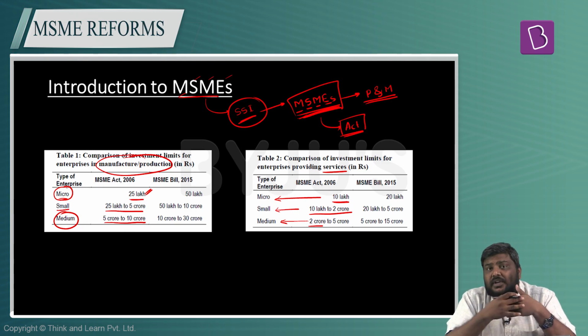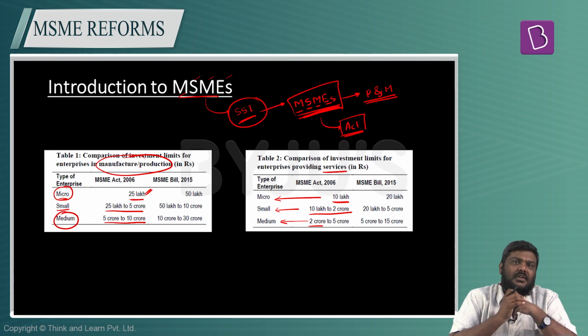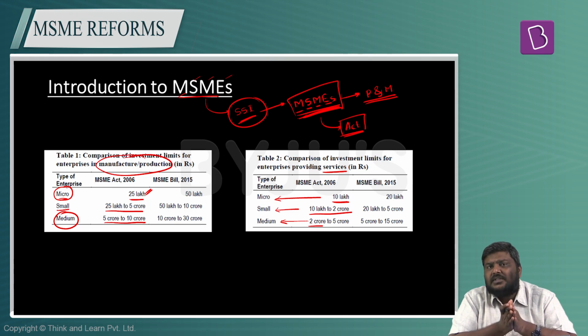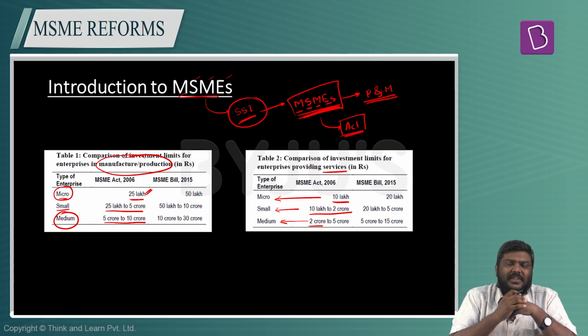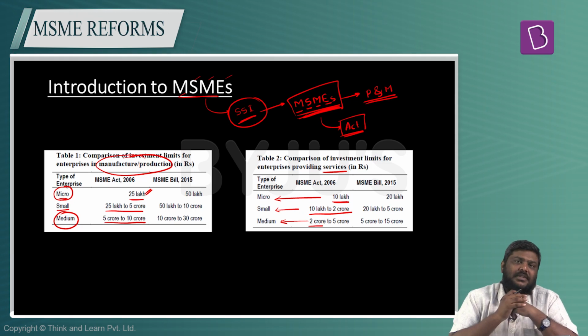And if I cross 25 lakh rupees, then I will lose the certification of a micro enterprise. And all the benefits that are attached to this certification of micro enterprise will also be lost by me. So the experts say that this kind of definition will limit the growth in these enterprises and will disincentivize their growth.